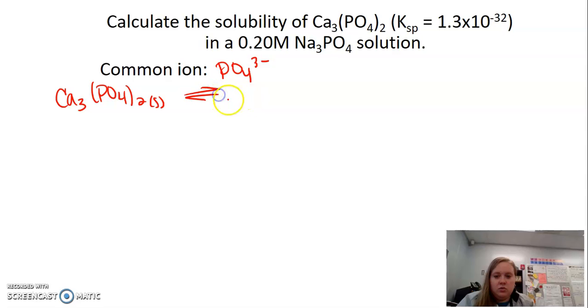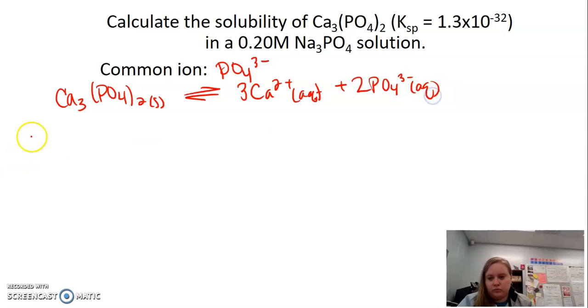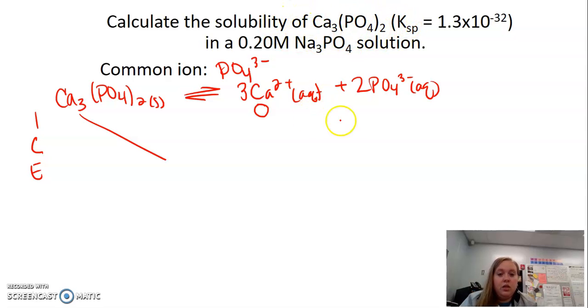And that's going to dissociate at equilibrium into 3 calcium ions and 2 phosphate ions. Set up our ICE box. Remember, don't care about solids when it comes to equilibrium. Your initial concentration of the calcium ions is going to be 0, because the calcium is not our common ion, and so we're looking at this relatively insoluble salt.